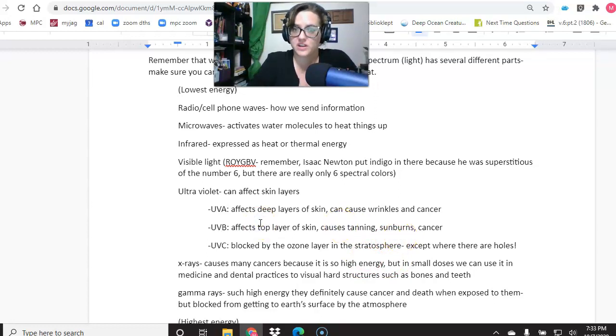But some people don't have enough of those, so their skin doesn't get dark at all, and they burn instead. So this is a literal burn if you get a sunburn, okay? This can also cause cancer. UVC can also cause cancer. We don't know a lot about it because we don't have a lot of it on our planet, because thankfully the ozone layer protects us from it.